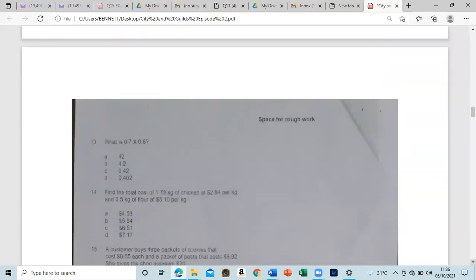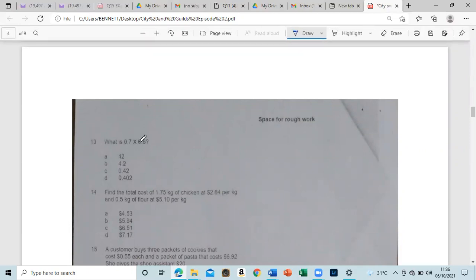What is 0.76 times 0.6? Well, this is 2 decimal places, and we have 1 decimal place, so 2 plus 1. The answer must have 3 decimal places. That one here is tricky now, guys.